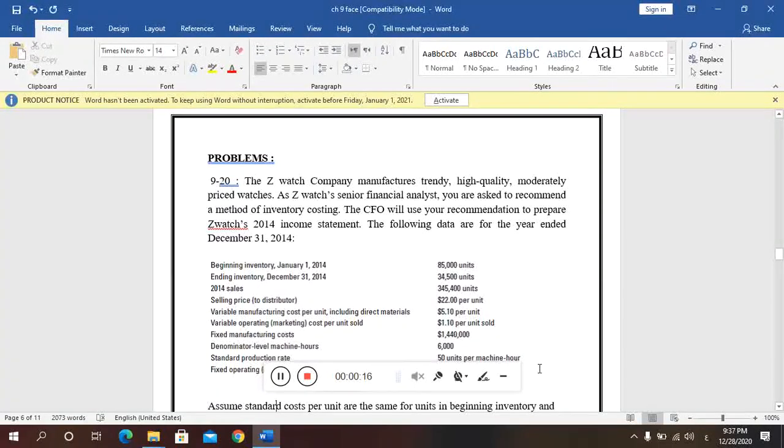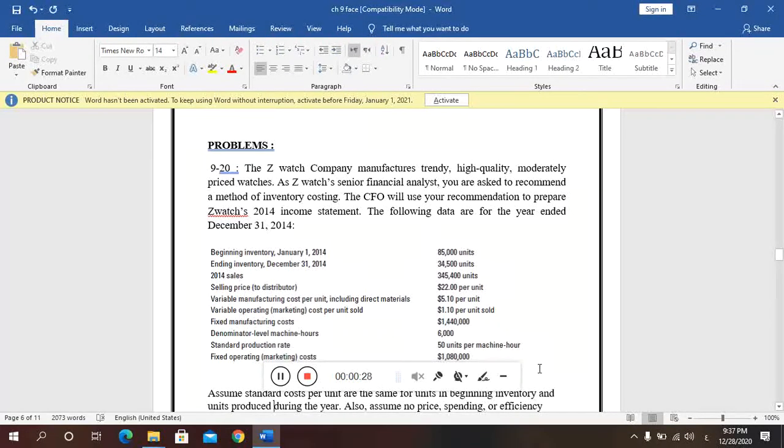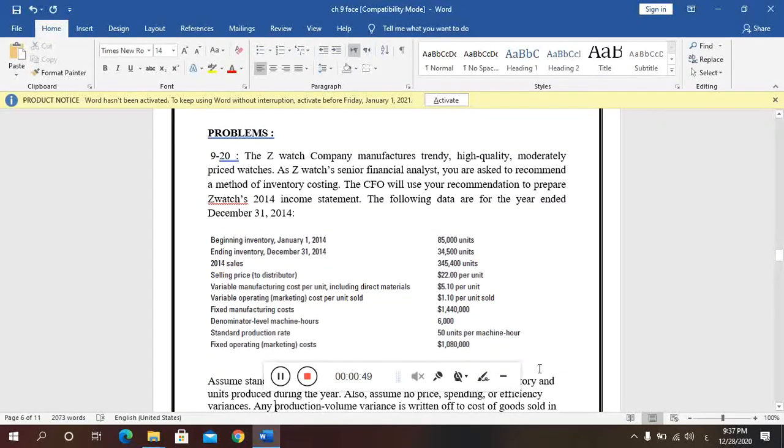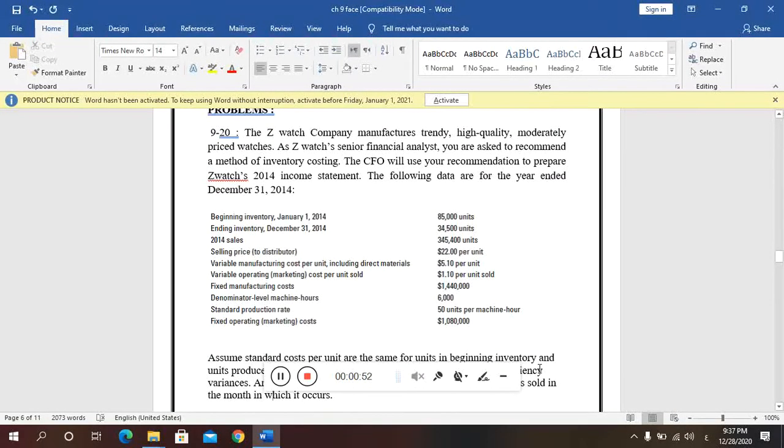We are going to solve two problems in your book. Problem number 1, 9-20. The Zeep Watch Company manufactures trendy, high quality, moderately priced watches. As the Watch Senior Financial Analyst, you are asked to recommend a method of inventory costing to the CFO. He will use your recommendation to prepare the Z watches' 2014 income statement. The following data are for the year ended December 31, 2014.